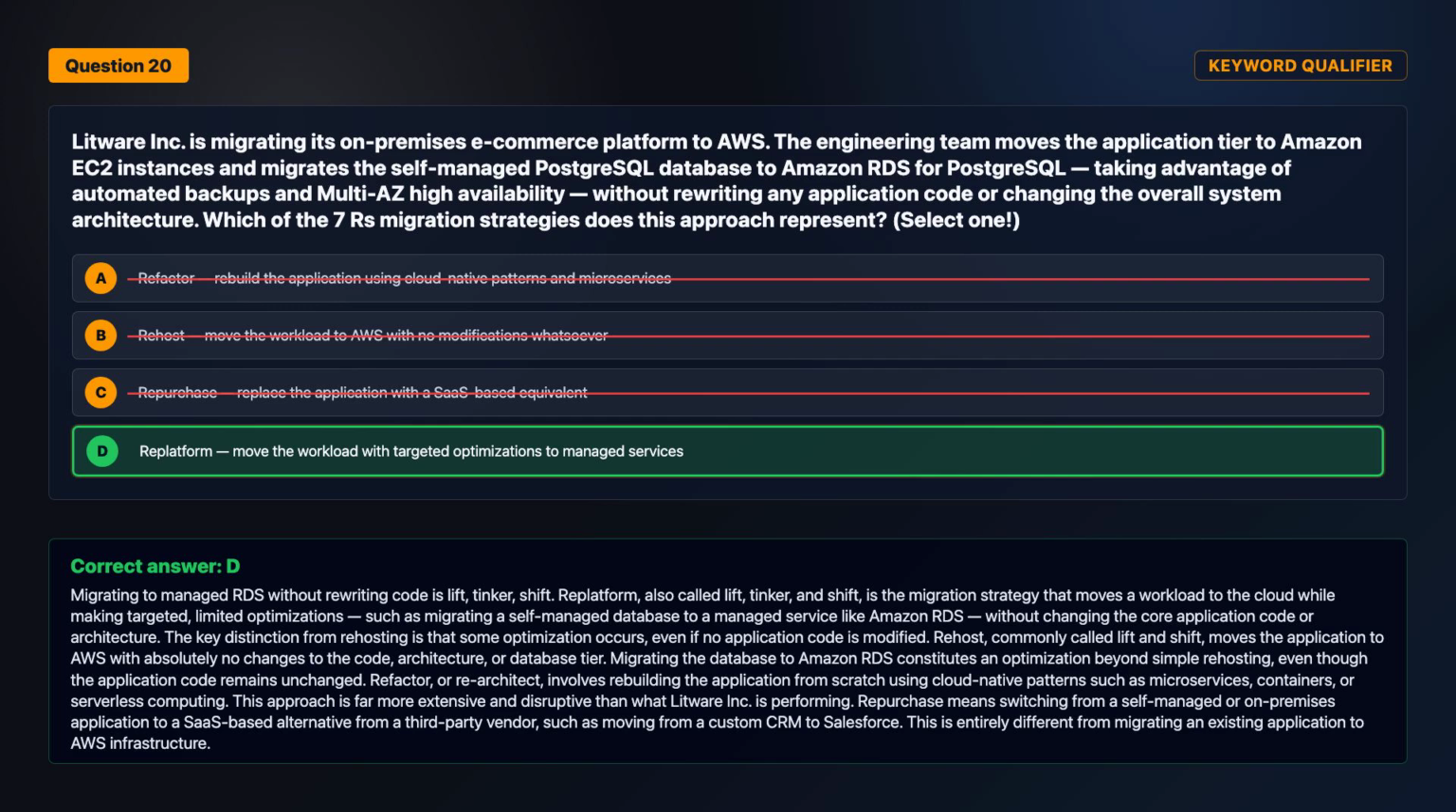Repurchase means switching from a self-managed or on-premises application to a SaaS-based alternative from a third-party vendor, such as moving from a custom CRM to Salesforce. This is entirely different from migrating an existing application to AWS infrastructure.